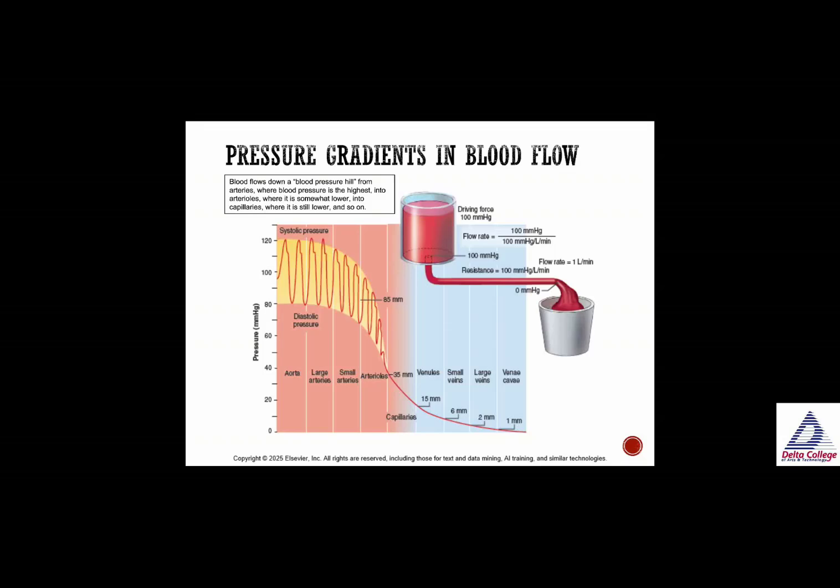So this is really, really complicated. So at the top, I did a little summary for you up here. Blood flows down a blood pressure hill from arteries, where blood pressure is the highest, into arterioles where it is somewhat lower, into capillaries where it's even lower, and so on, right? Area of higher concentration to lowest. You don't have to know this calculation of flow rate or anything like that.